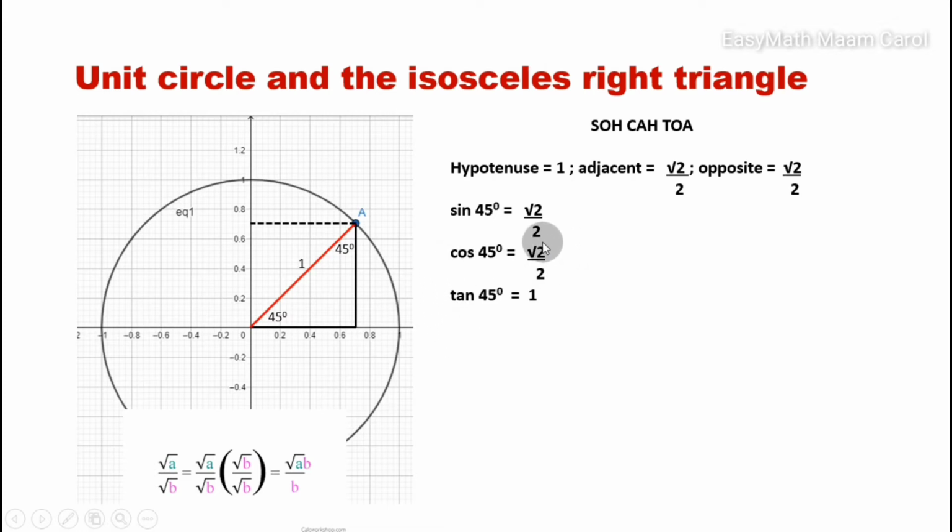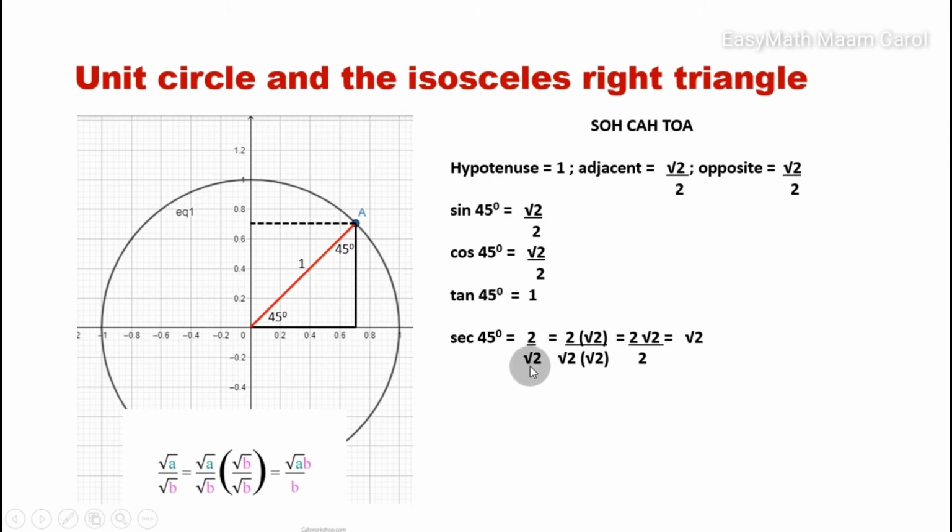Anong ibig sabihin ng reciprocal? Baliktarin mo lang daw yung position ng numerator at saka ng denominator. That's why we have this. O yan, di ba? Nabaliktad na yung position niya. However, sa rules ng mathematics, hindi mo pwedeng i-present ang ganitong answer. Bakit? Kasi yung denominator niya ay radical.